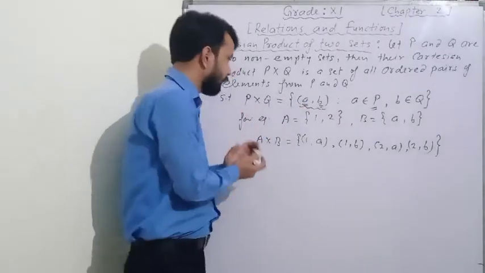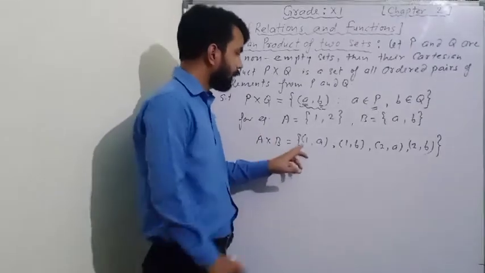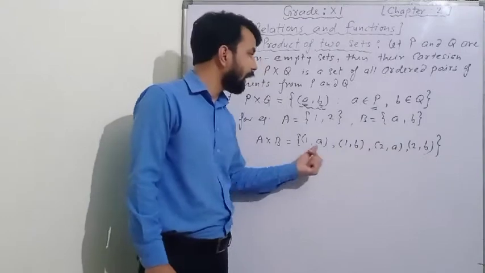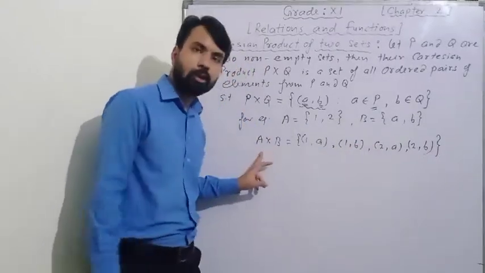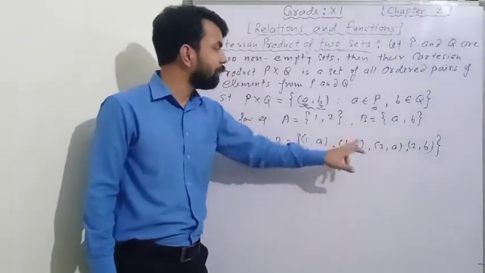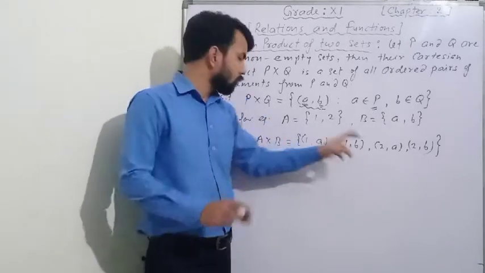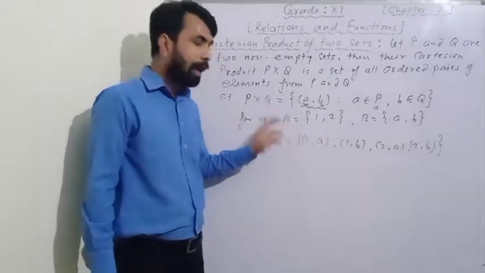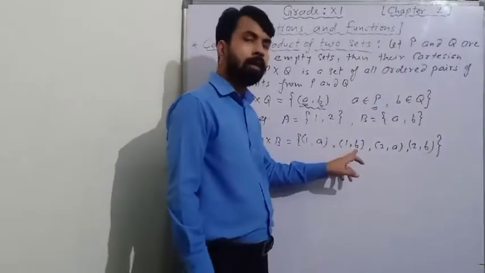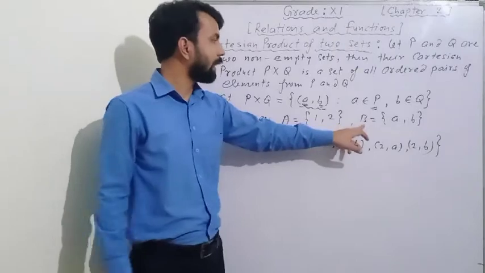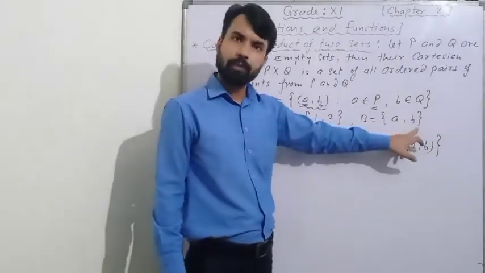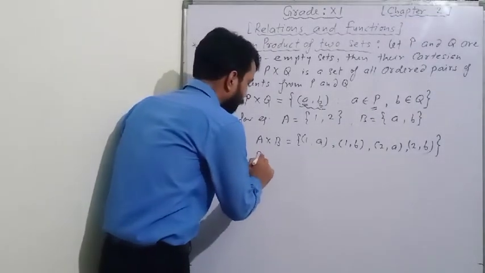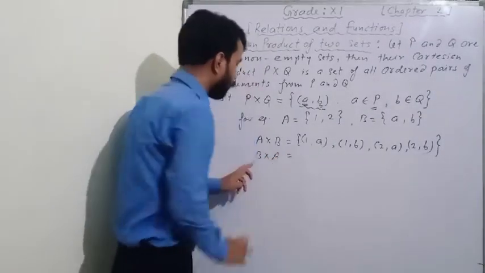Understood? Now see here. In A cross B, see the first elements are 1, 1, 2 and 2. So 1 and 2 are the first elements of this Cartesian product. So these both the elements 1 and 2 belong to the very first set. So see, 1 and 2 are present in set A. And the second elements are a and b. They must lie in the second set. So second set is B. Understood? Okay. If I want to find B cross A, means Cartesian product of B and A.